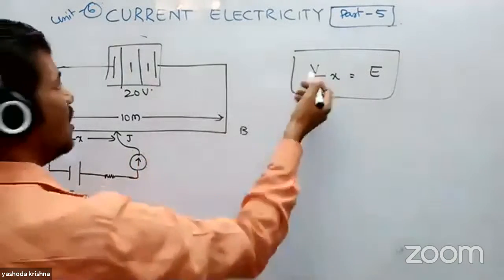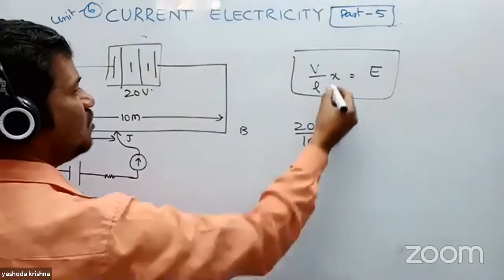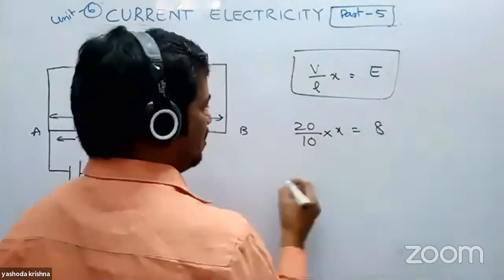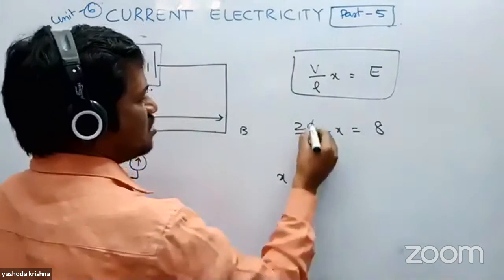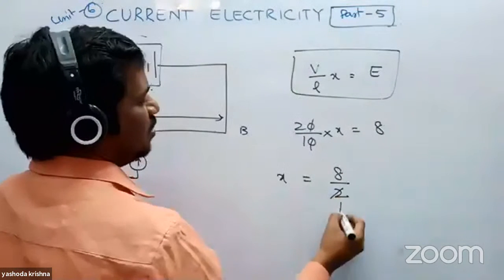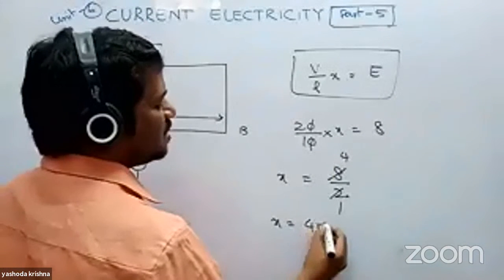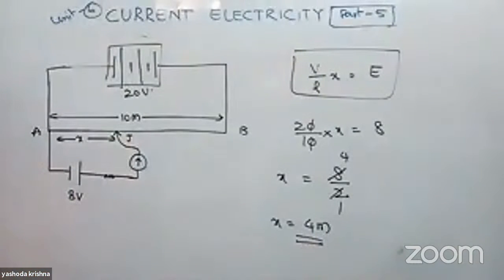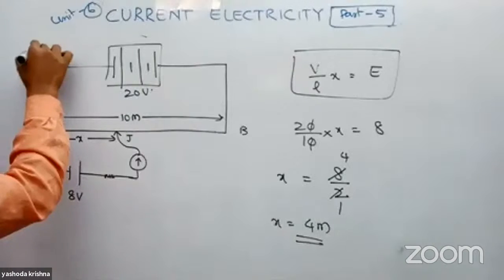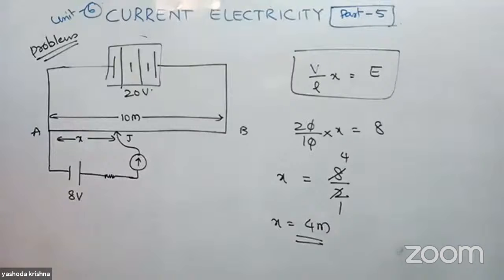Here 20 by 10 into X is equal to 8 volts. Then the zero gets cancelled. 8 by 2, 2 fours are 8. X is equal to 4 meters. That is, the length is equal to 4 meters. This is the problem for the potentiometer wire.